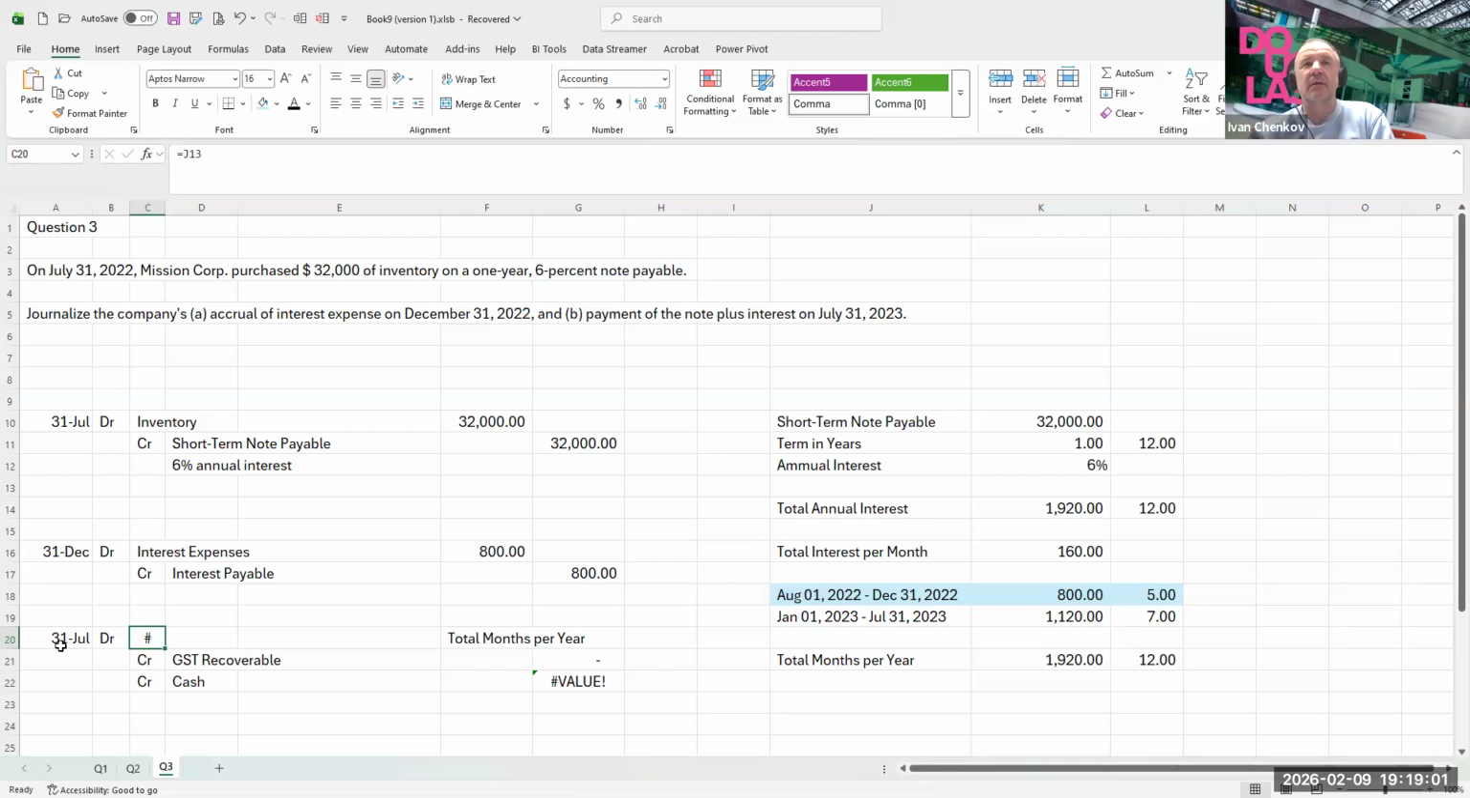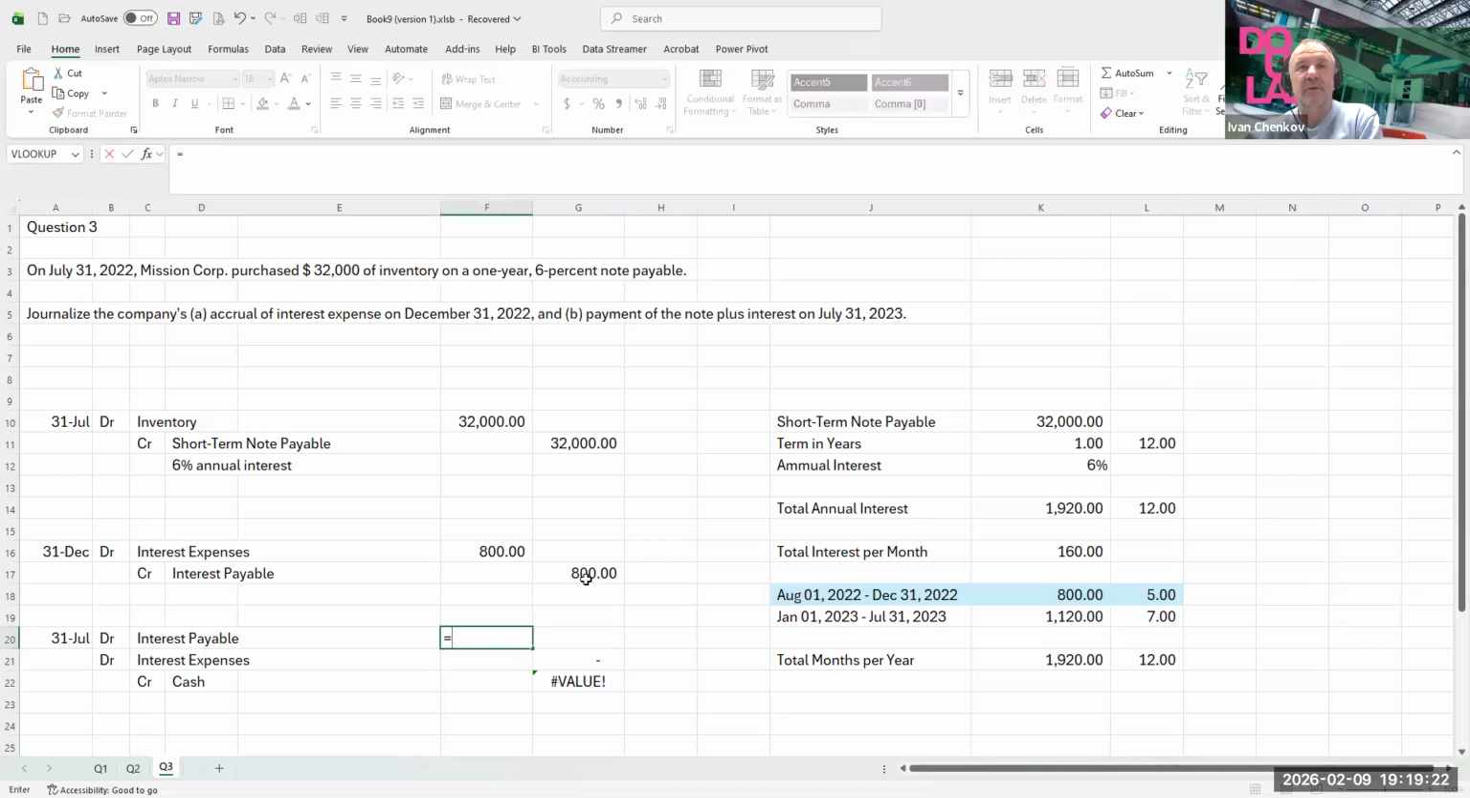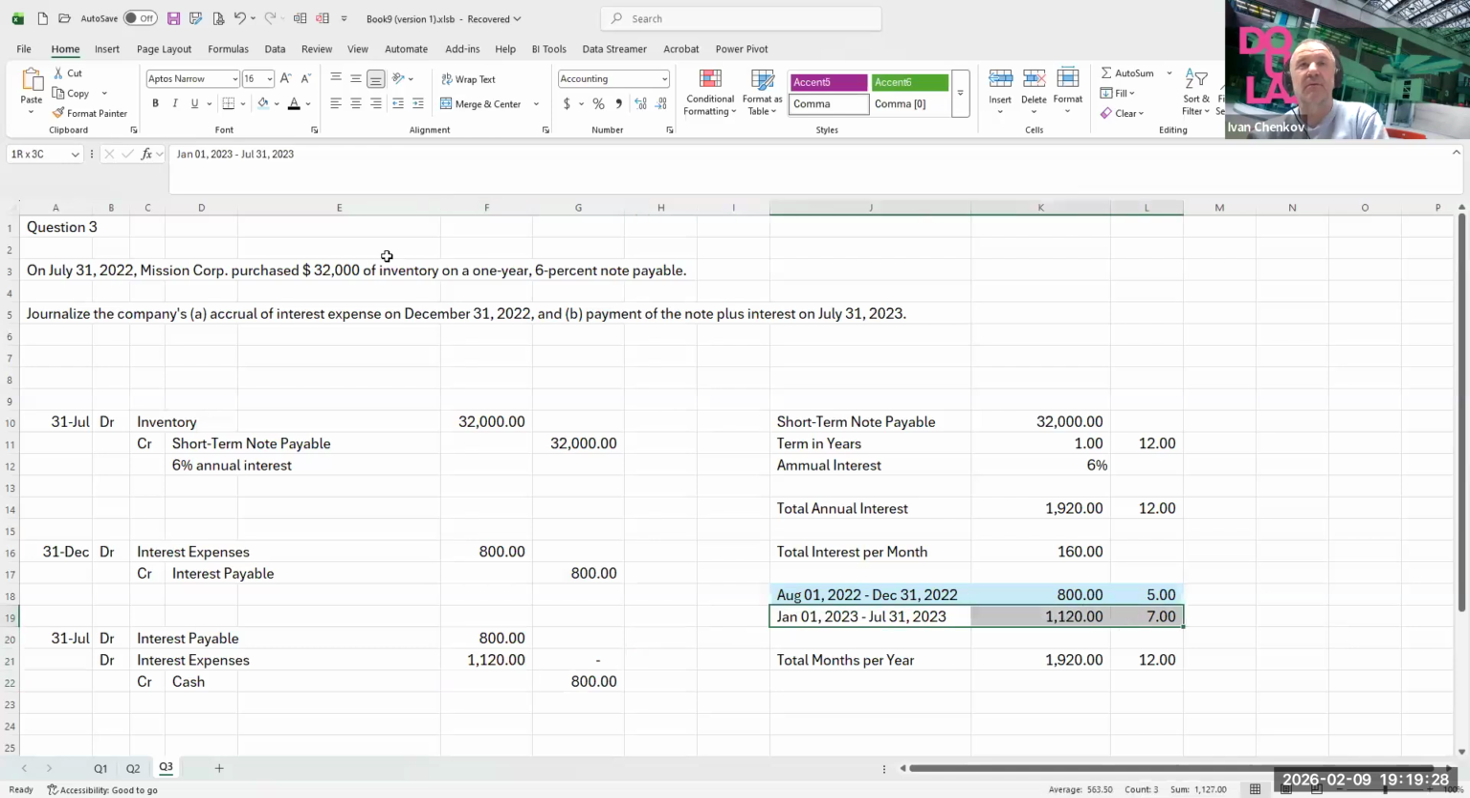We're gonna pay the interest payable. Make sure you clear this interest payable. Second, we're gonna show the other interest expense for the 7 months, which will be for the amount of 800. This one's gonna be 1,200. So we're gonna show this amount.